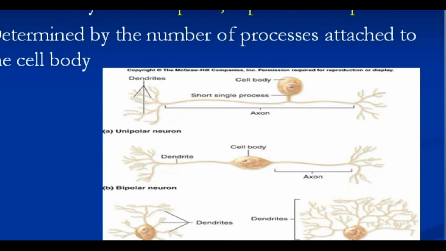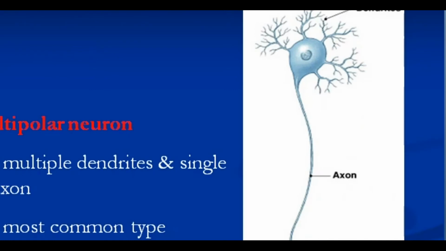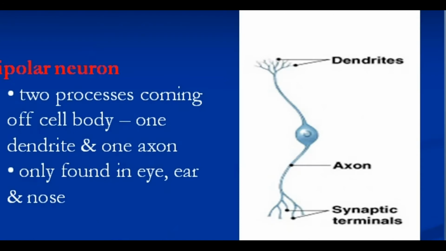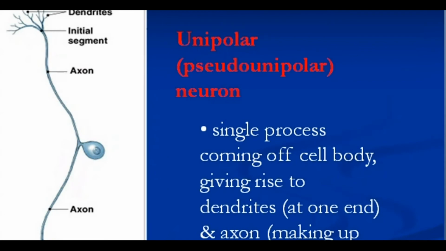The next type of classification is functional classification. Here you can see a multipolar neuron with a lot of dendrites and one axon, a bipolar neuron, and a pseudo-unipolar neuron, which begins as a single process but divides into an axon and a dendrite.